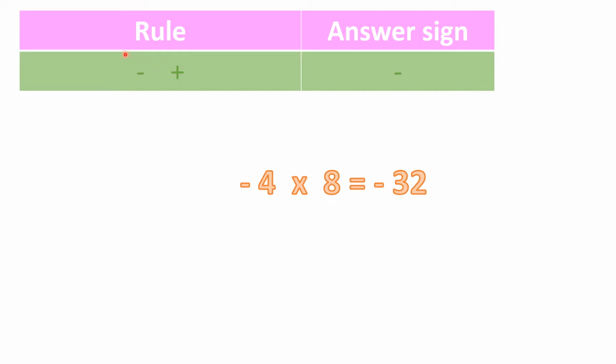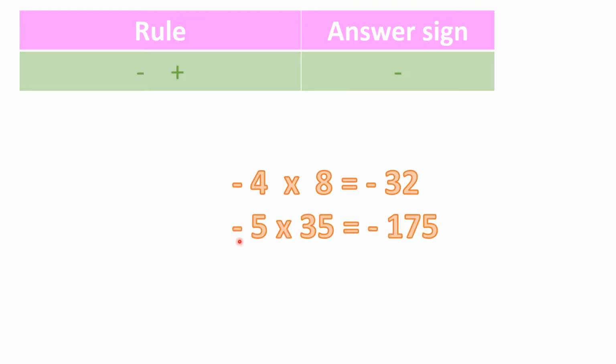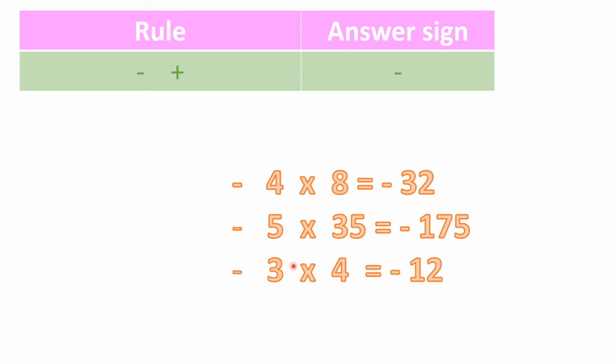Next rule, when we multiply a negative integer and a positive integer, you get a negative integer, right? So let's look at this example. Minus 4 is a negative integer, 8 is a positive integer. So a negative integer when multiplied with a positive integer, we get a negative integer. Another example, negative integer minus 5, 7 is positive, negative positive, negative answer. Minus 3 is a negative integer, 4 is a positive integer, negative integer, positive integer, we get a negative integer.